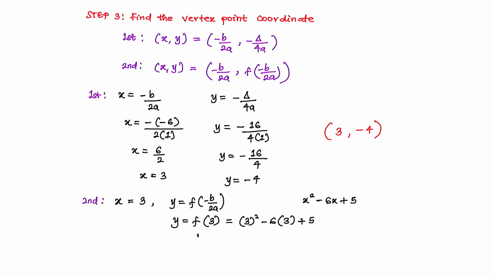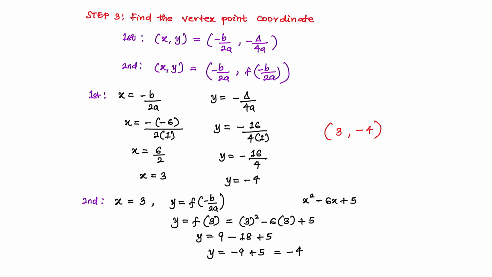So that means y equals 3 squared is 9, minus 6 times 3 is 18, plus 5. Simplifying, y equals 9 minus 18 would give us minus 9, plus 5. Simplifying, minus 9 plus 5 is minus 4. You can see that the answer is exactly the same thing as this.